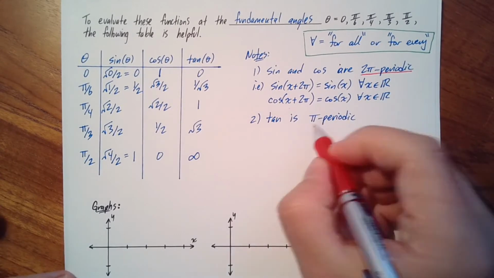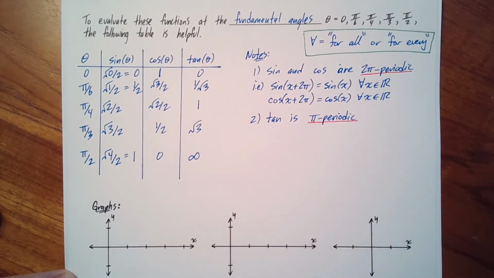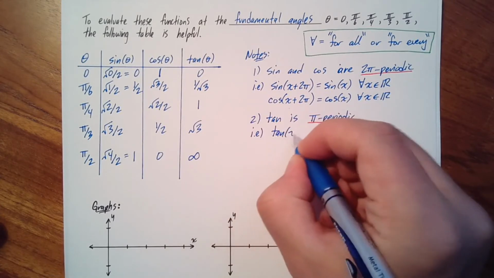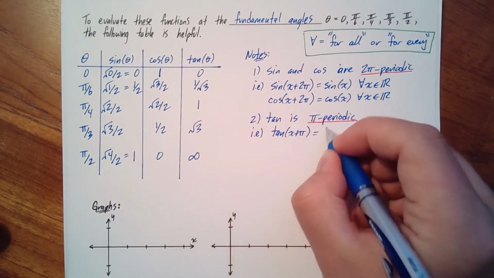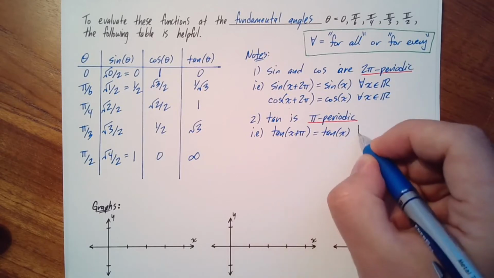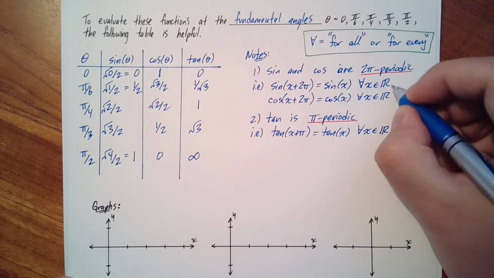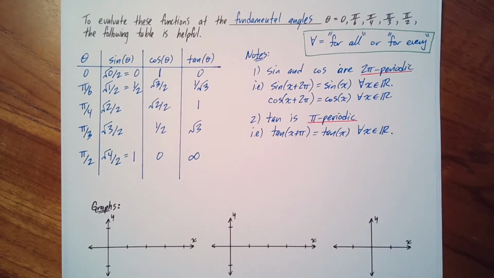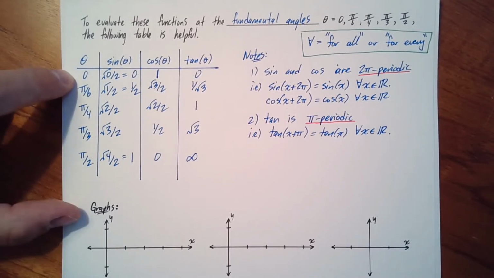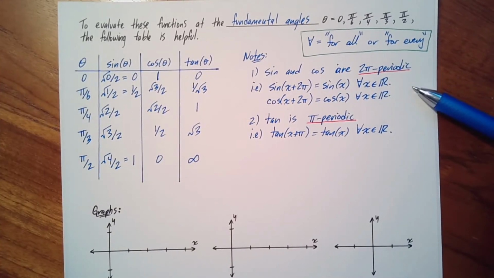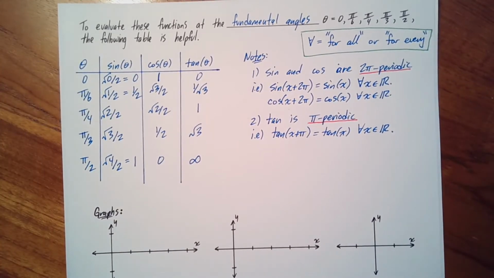Again, I'll underline that because that's an important term. And what that means is that tan of x plus pi is equal to tan of x. And that's again also true for all x in the reals. I guess I'll put periods on those sentences as well. Okay, so that's the periodicity of sine, cos, and tan. So we know what sine, cos, and tan are at the fundamental angles, but you actually have more than that because sine, cos, and tan are periodic functions.